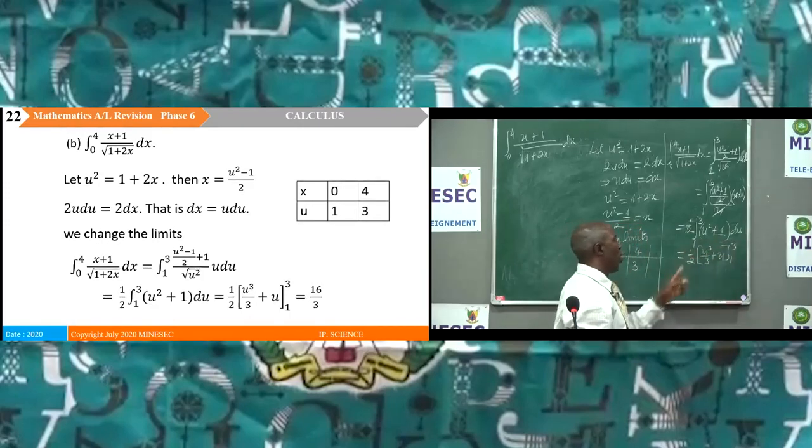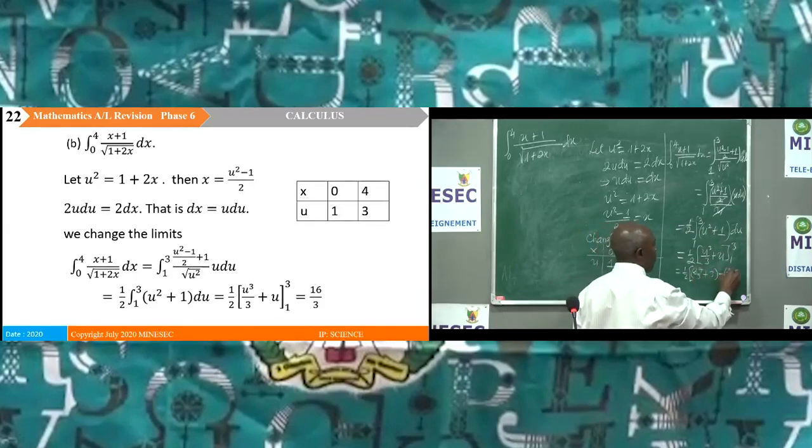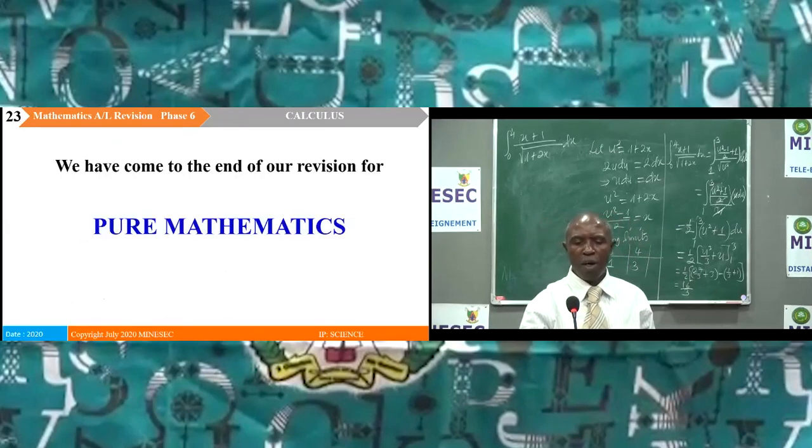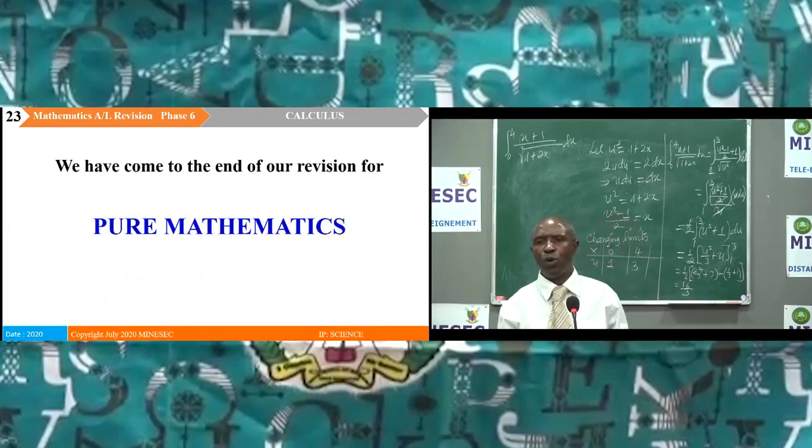We now substitute upper limit minus lower limit, which will have a half into 27 on 3 plus 3 minus 1/3 plus 1. And when we simplify all of that, we will end up having 16 on 3. We have 16 on 3. We have come to the end of revision for pure mathematics.